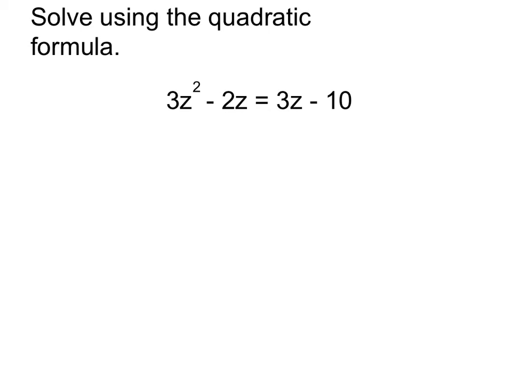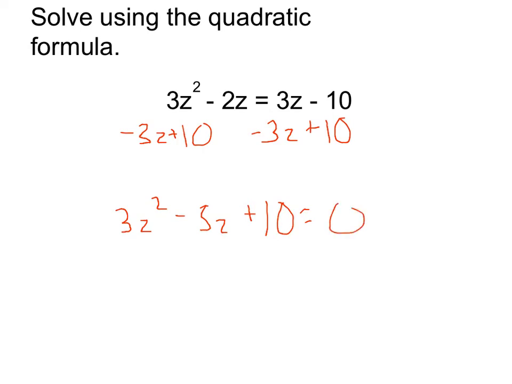So what we're going to need to do first is simplify this because we want to get 0 on one side. So we're going to minus 3z and add 10 on both sides. My writing is a little bit sloppy, but that's okay. Now this is going to give us 3z squared minus 5z, since minus 2 and minus 3 is minus 5, plus 10 equals 0, which is what we want.